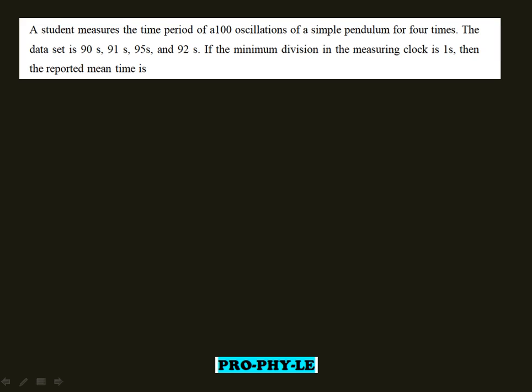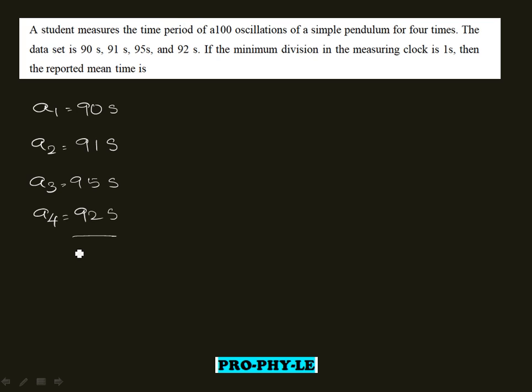So that is how you have to solve this question. The next question is like this. A student measures the time period of 100 oscillations of a simple pendulum 4 times. The data set is 90 seconds, 91 seconds, 95 seconds and 92 seconds. You are asked to find the reported mean time if the least division in the measuring clock is 1 second. So we are having 4 values: A1 is 90 seconds, A2 is 91 seconds, A3 is 95 seconds, the fourth measurement is 92 seconds.